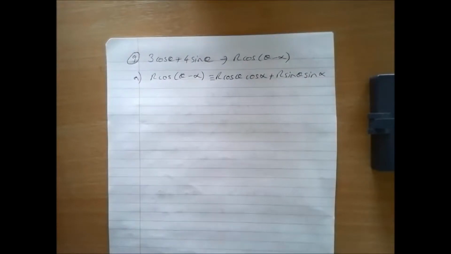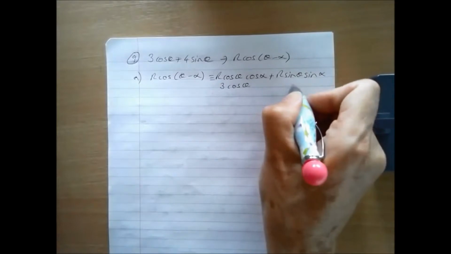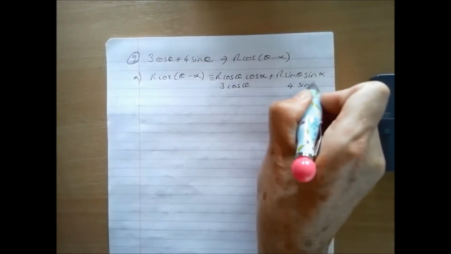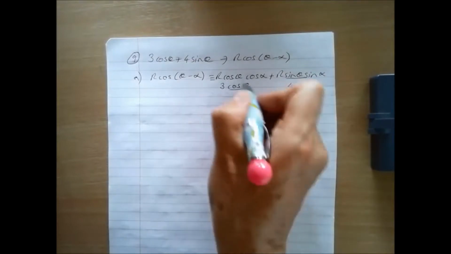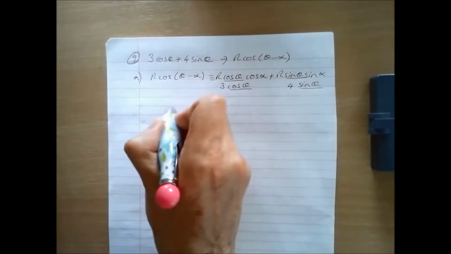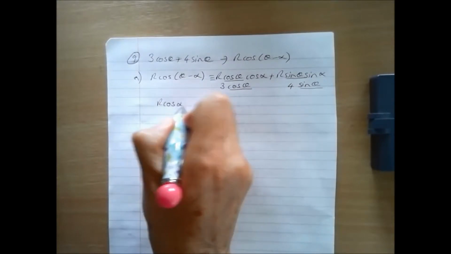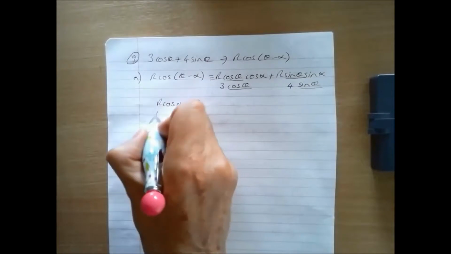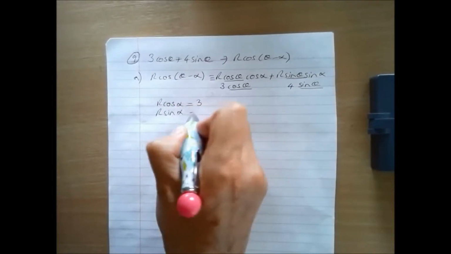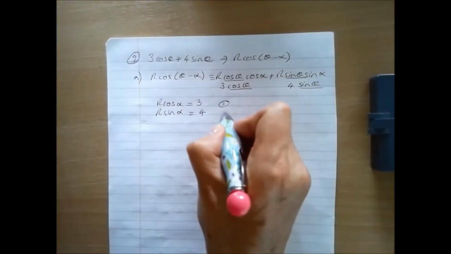Now to compare, I'm going to compare that with 3 cos theta, and with 4 sin theta, because I've got common terms. So in other words, what's left? r cos alpha must be equal to 3, and r sin alpha must be equal to 4. Putting those two together, I call them number 1 and number 2.